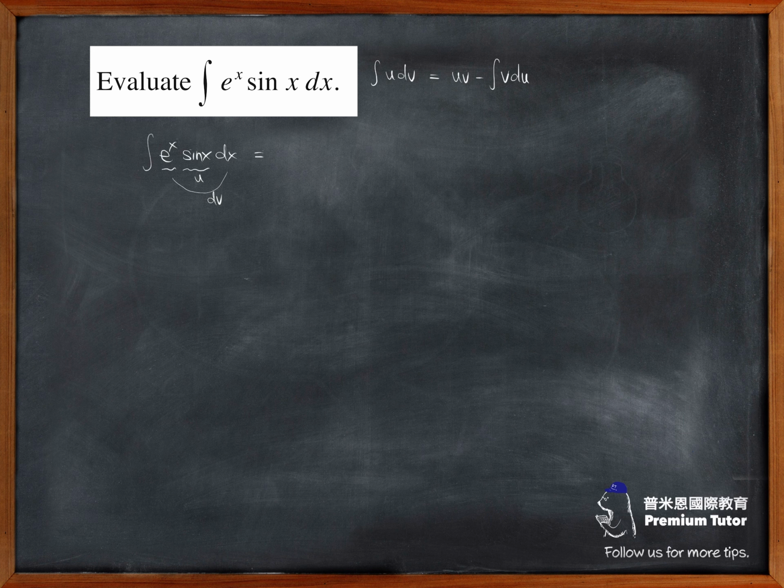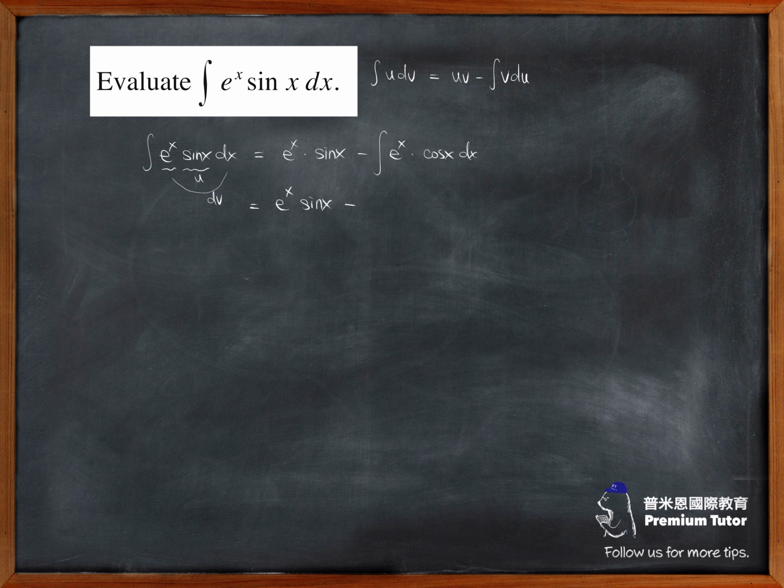So let's continue. It's equal to u times v. So v is the antiderivative of e to the power of x, which is still e to the power of x. So it's e to the power of x times sine x, minus v du. So it's e to the power of x times du, which is the derivative of sine, so it becomes cosine x dx.